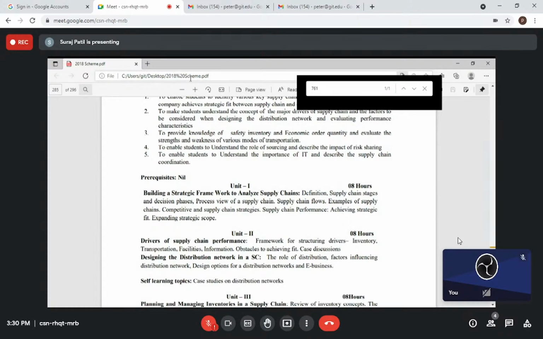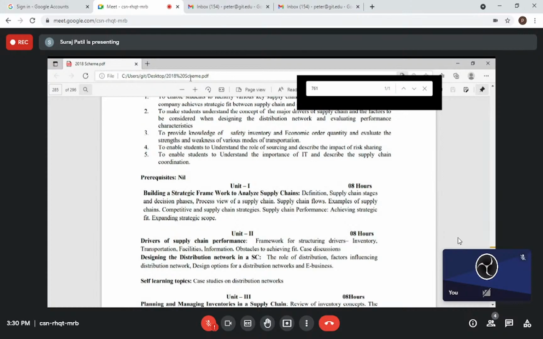Likewise, what is the role of inventory, what are the processes involved in inventory, which is the best transportation you are supposed to select at that moment for your production, what facilities are made available for that, what basic information is needed, and while achieving these, which obstacles are involved. We will be discussing the obstacles to achieving this strategic fit, and a few case studies we will be including. And the next part is designing the distribution network in the supply chain.